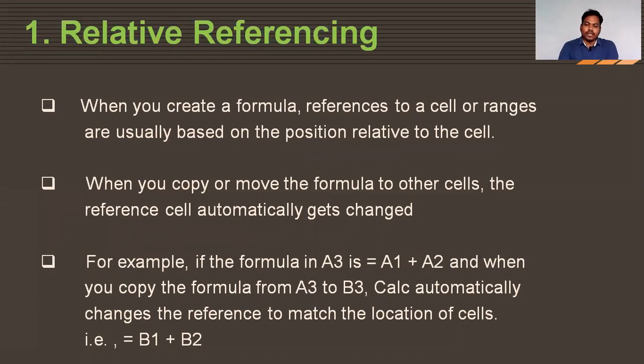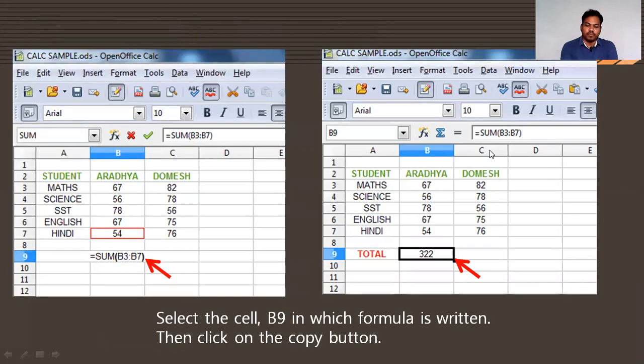When you create a formula, references to a cell or a range are usually based on positions relative to the cell. I will show you practically. When you copy or move the formula to another cell, the cell reference automatically changes. For example, if the formula in cell A3 is A1 plus A2, and you copy the formula from A3 to B3, Calc automatically changes the reference to match the location of the new cell. Let me show you.